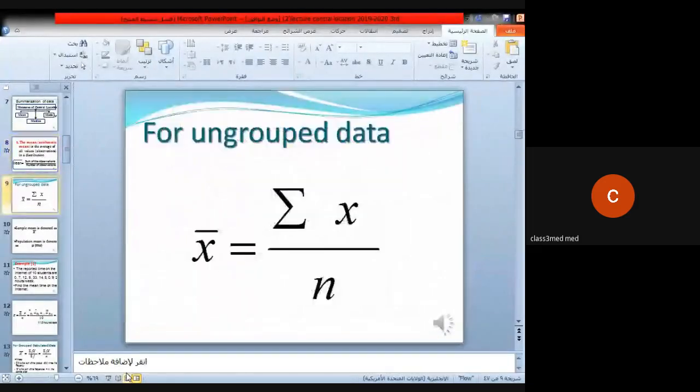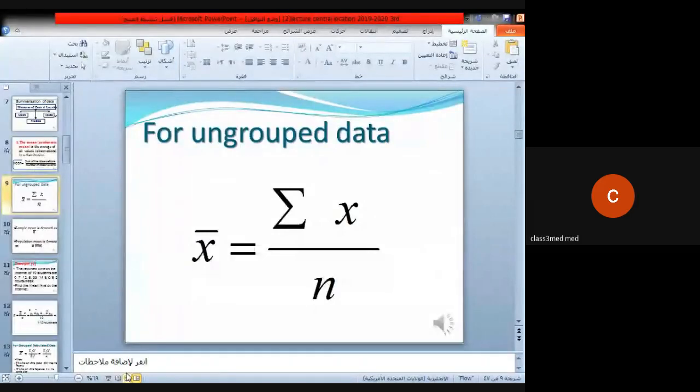Formula for ungrouped data. To calculate the mean for ungrouped data, or what is called raw data, we use this formula: x bar equals the summation of x divided by n. X bar is the symbol for the sample mean. And when we say arithmetic mean or mean of the sample, it is x bar.